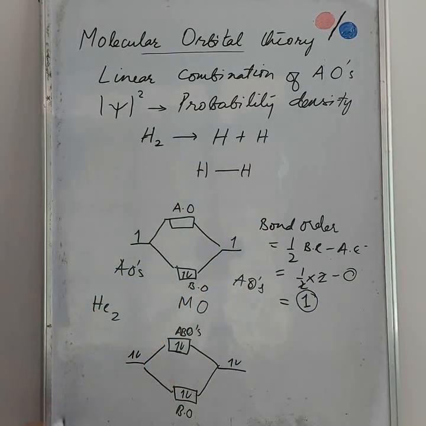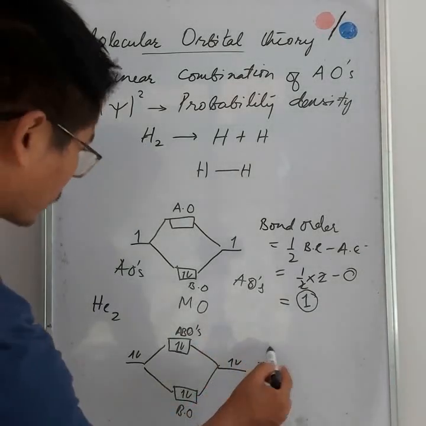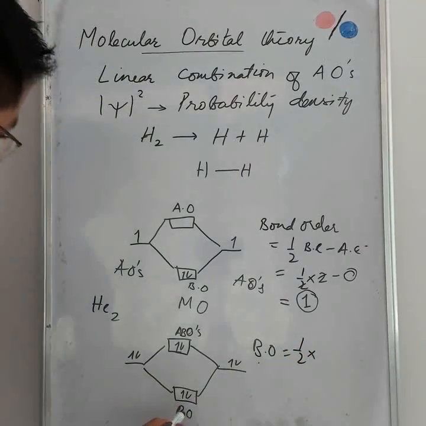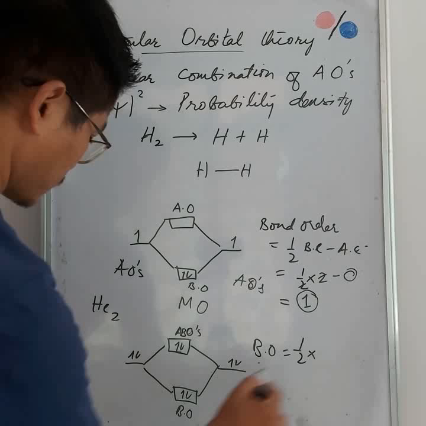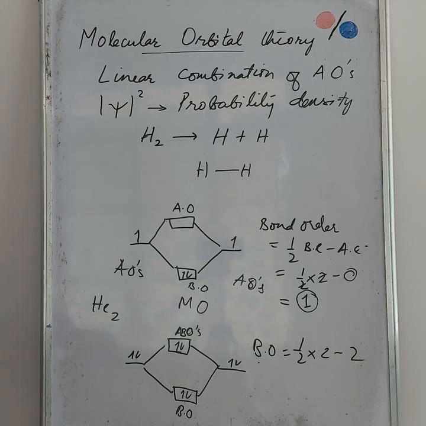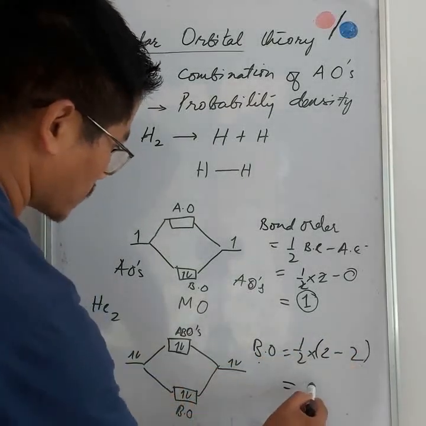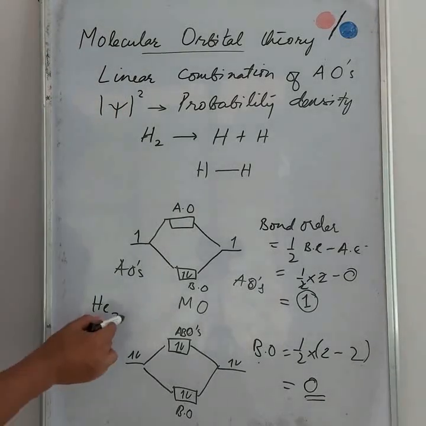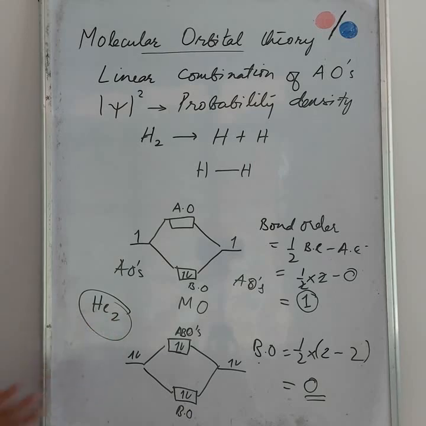But in the case of helium, the bond order is half into 2 electrons in the bonding orbital minus 2 in the antibonding. So 2 minus 2 is 0. That means we have no bond order, so the helium molecule, He2, does not exist. Helium exists as atoms because it's a noble gas. That's how we predict whether a molecule will exist or not.